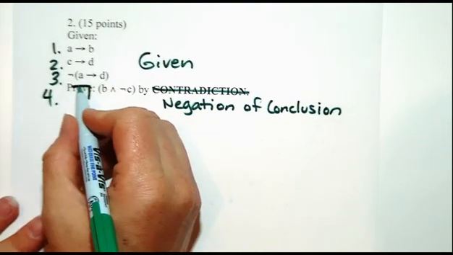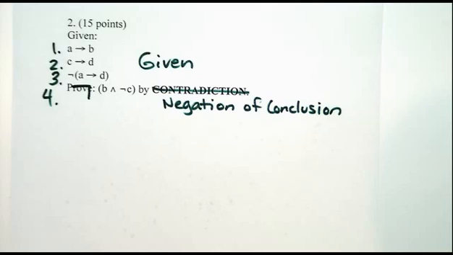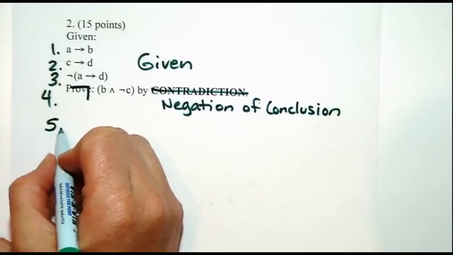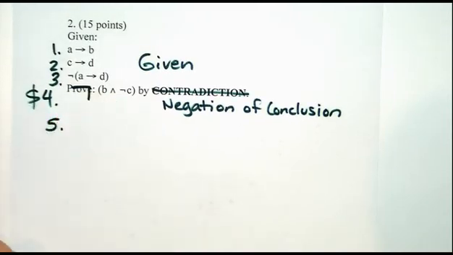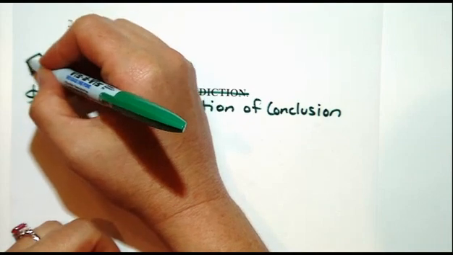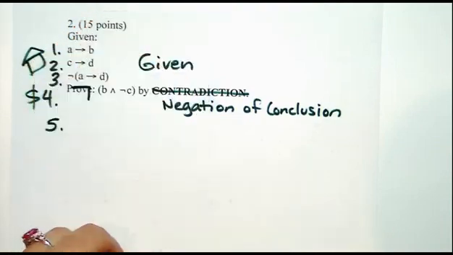Okay, so that's line 4, not the quantity B and not C. So to do proof by contradiction, remember that I call the negation of the conclusion the money, and we're going to spend it at the store. It's our little store right there. It's a beautiful store.